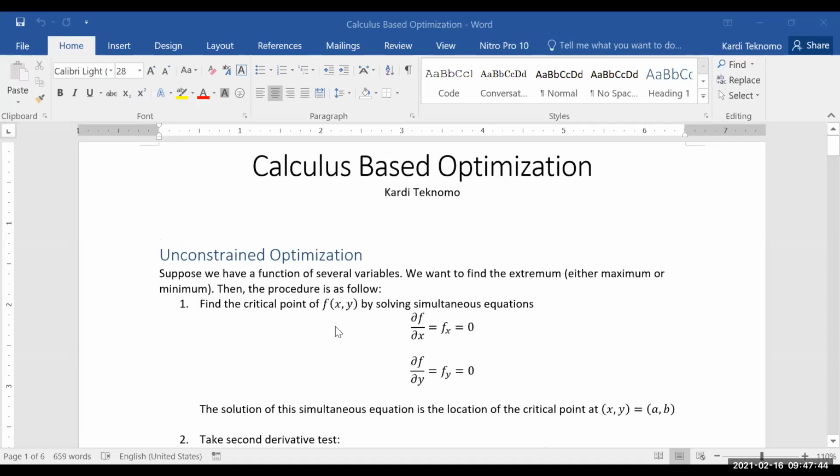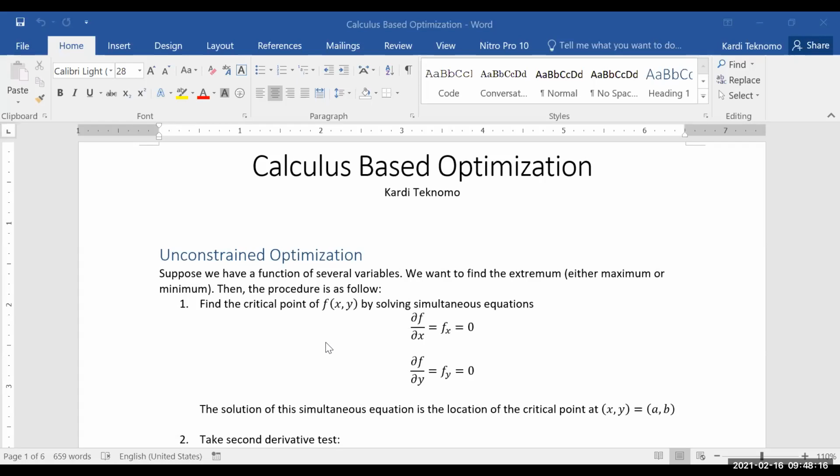So here it is. Again, this calculus-based optimization is also in Moodle. Can you open it so that you can follow? Are you ready? Yep.